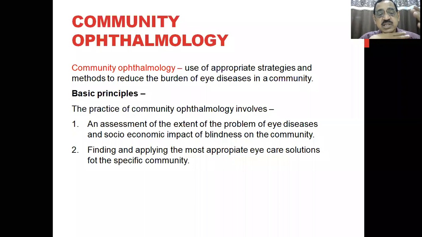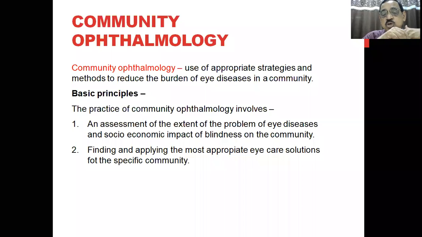Okay, different countries will have different prevalence of eye diseases. If you take India, the infections and also the cataract take a larger role. And in the case of the United States, it's age-related macular degeneration and glaucoma which contribute more to blindness, okay? So an assessment of the extent of the problem of eye diseases and the socioeconomic impact of blindness on the particular community. So how much of a financial burden it is causing, how many million dollars or how many million rupees it is causing. So we have to assess that, okay?